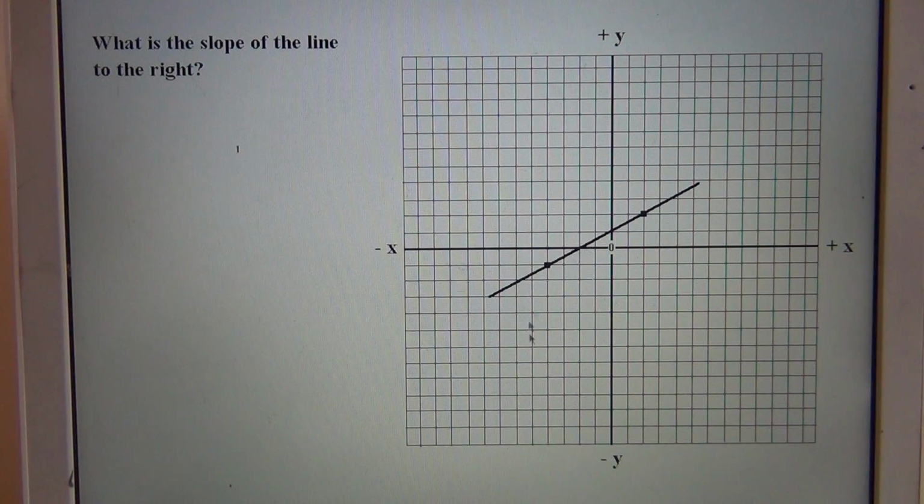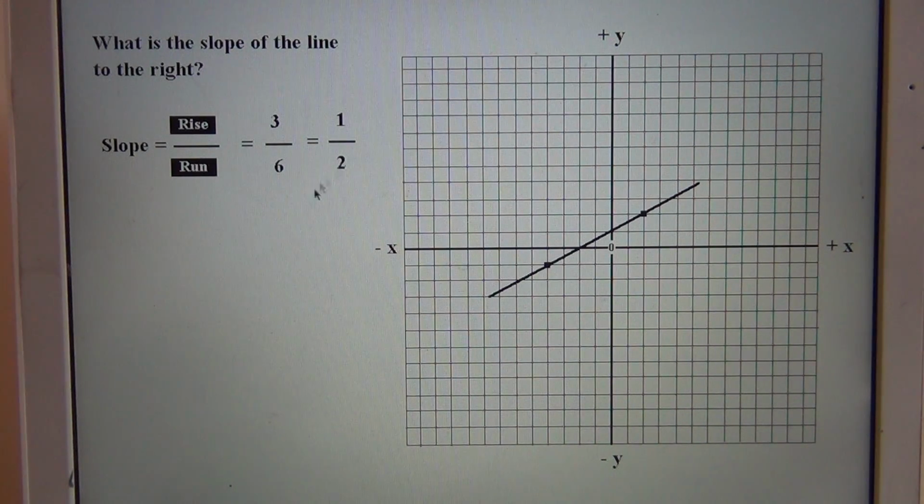Let's take a look at another one. What is the slope of this line? All we have to do here is figure the slope. We don't have to figure out an equation here, just the slope. Well, we know the slope is rise, 1, 2, 3, over run, 1, 2, 3, 4, 5, 6. Simple. Rise is 3, run is 6, reduce it to 1/2.